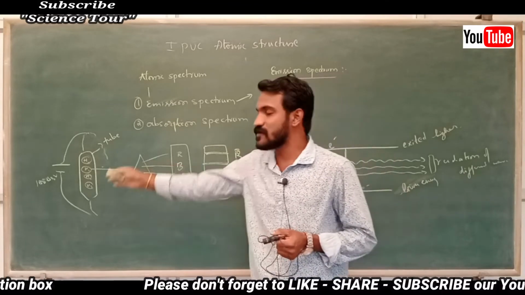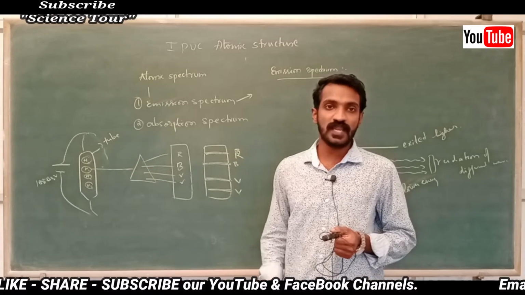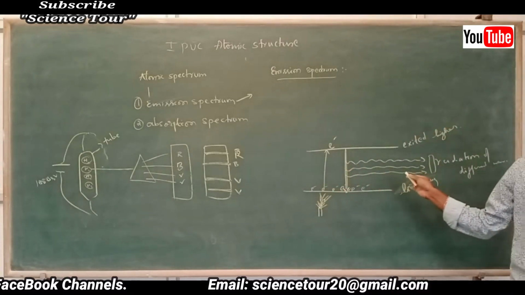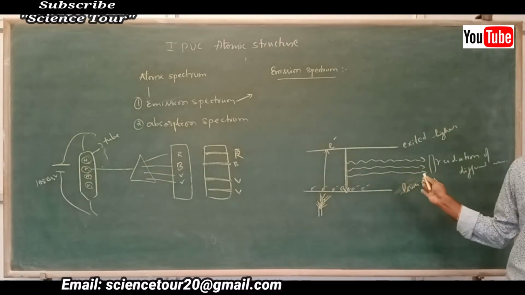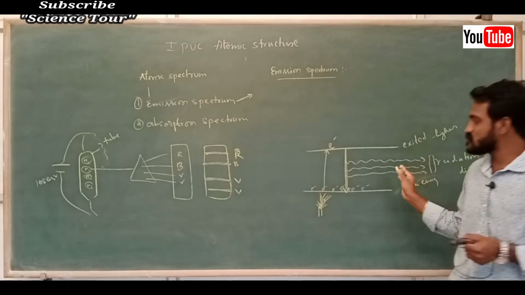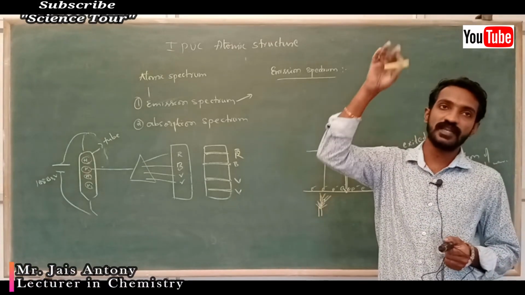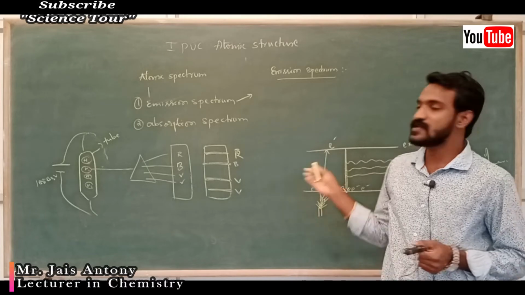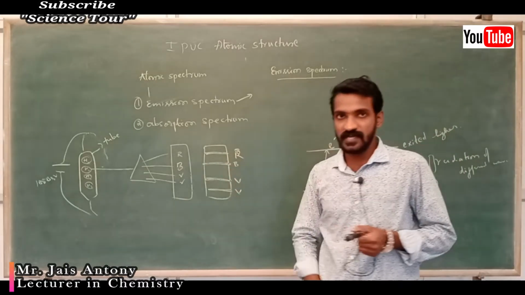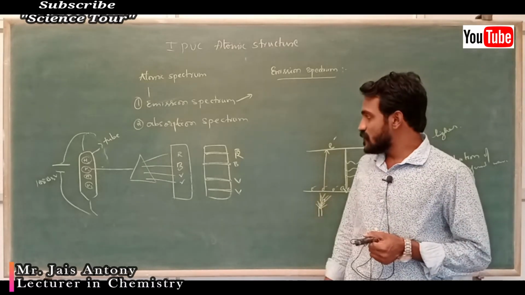This color is emitted from which one? Hydrogen atom. By heating, the electron absorbs energy and jumps to a higher level. That explanation is given in this one. How exactly does it give color? By absorbing, it jumps to a higher energy level, and when it comes back to a lower energy level, it gives different color. Now red, blue, violet, violet, these colors are there.